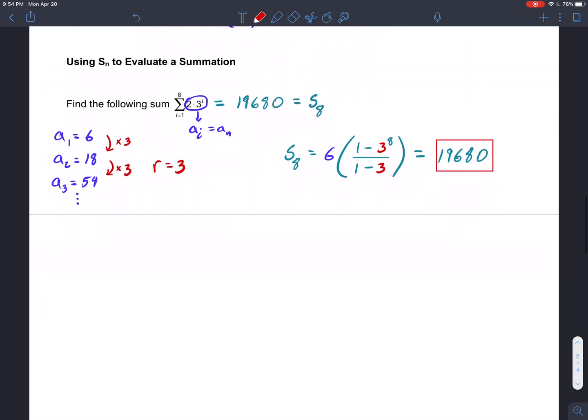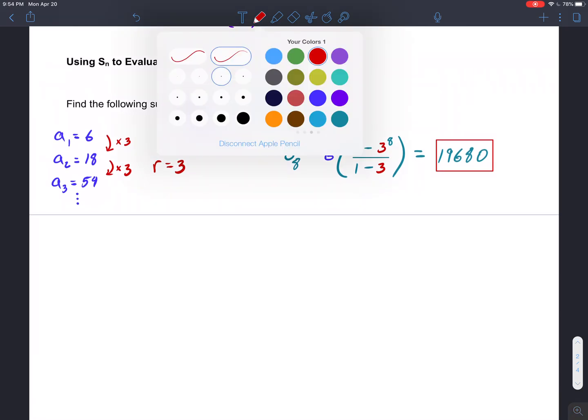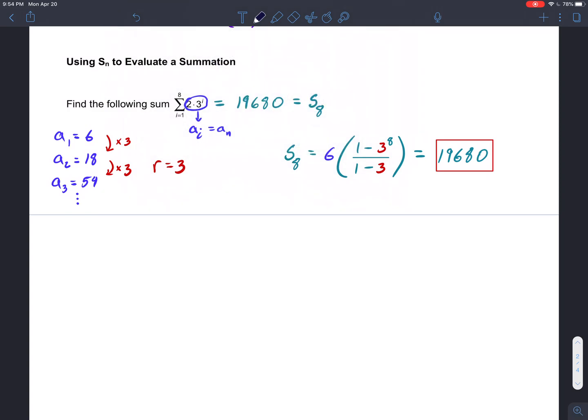One last thing I want to throw on the end of these notes that is not on the regular guided notes packet, and that is, what if we want to find the sum of infinite terms? The sum of infinite terms, in other words, the sum from 1 to infinity of a sub I. Again, assuming that this is geometric. It's got to be a geometric series.